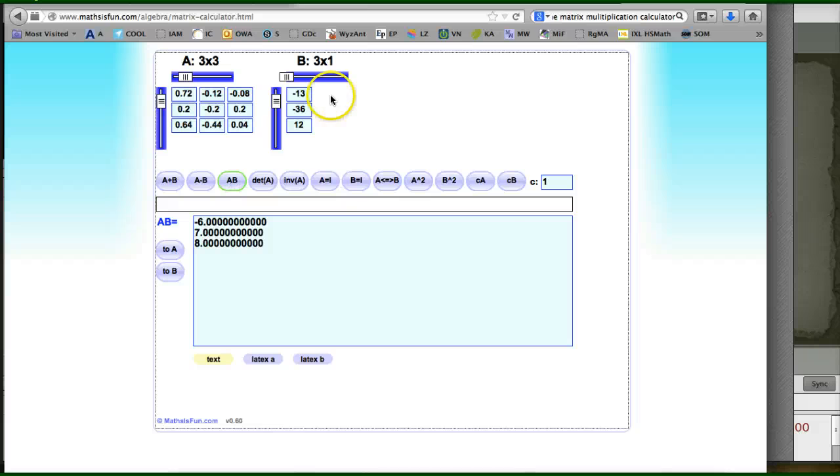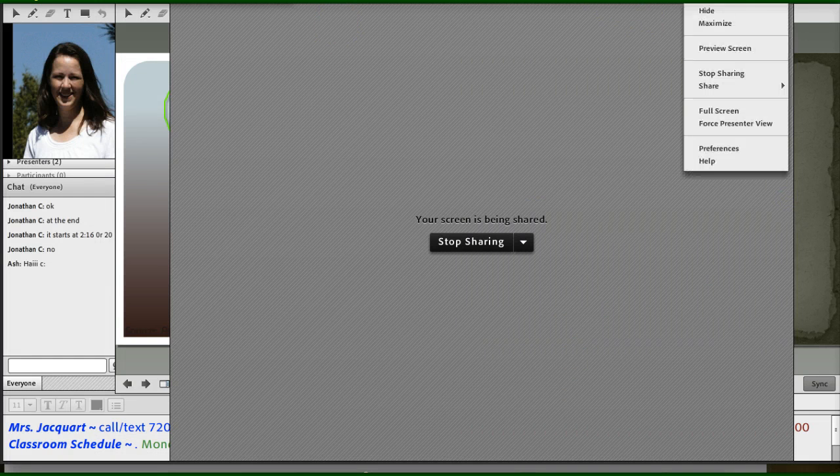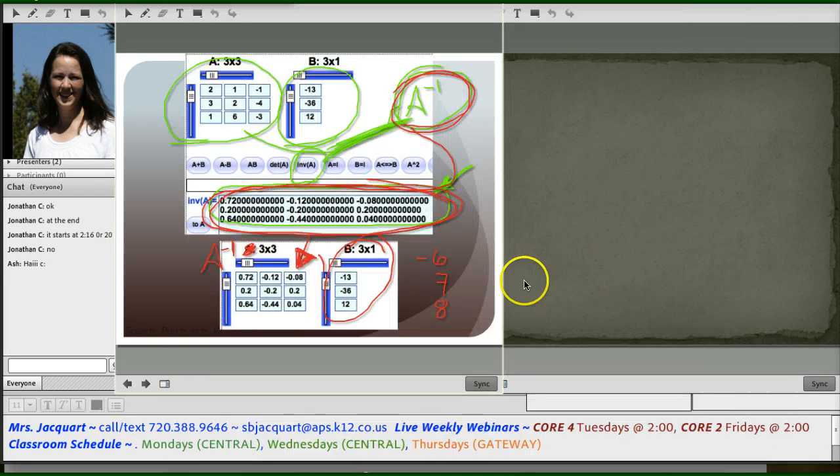And then we'll come back to my screen. Hide. Okay, so -6, 7, and 8. What that means is that x equals -6, y is 7, and z is 8. And those are my answers. Okay.